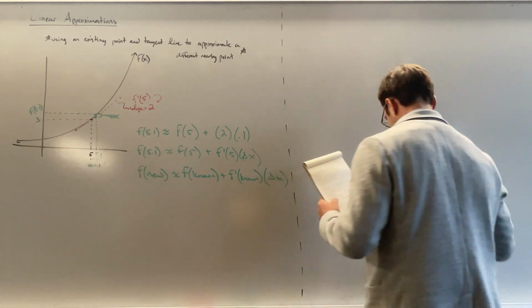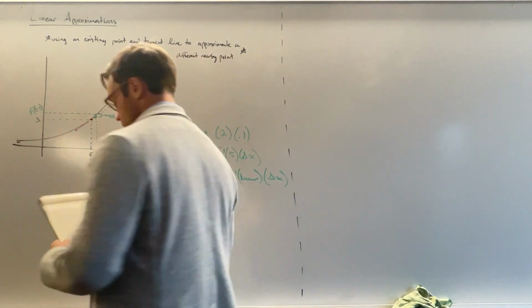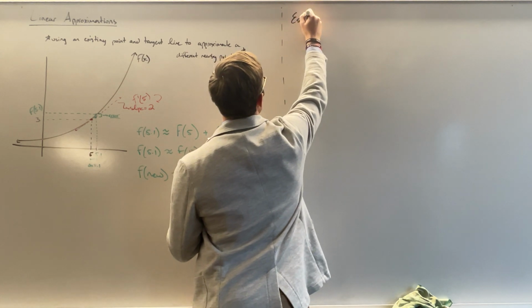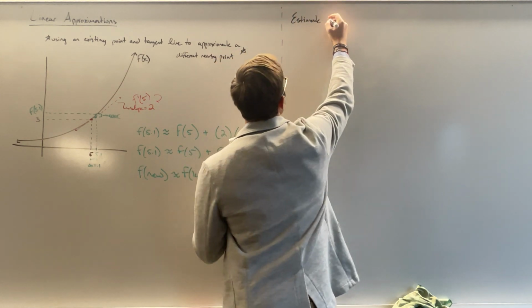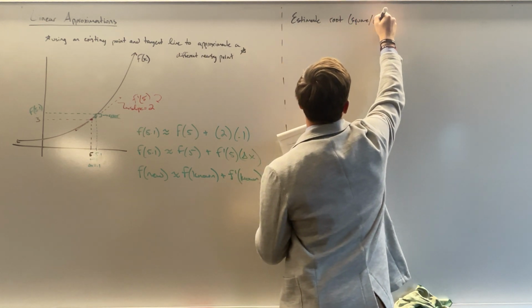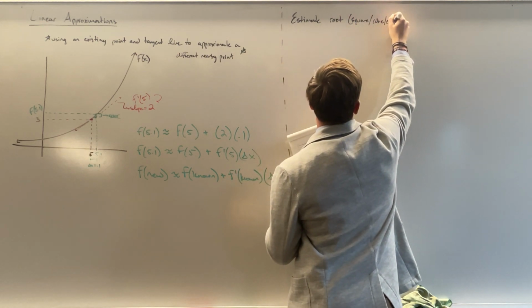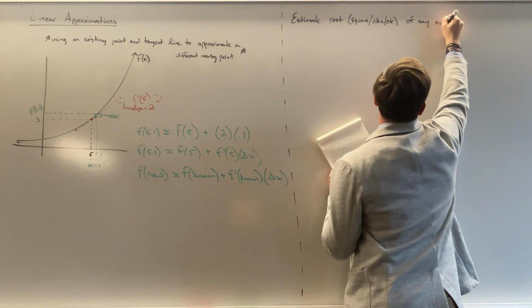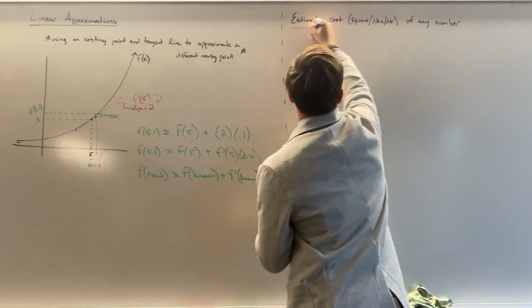So how is this useful? What can we actually do with this? Well, here's one of the things. One of the things we can do is estimate the root, whether that's square root, cube root, etc., of any number. That's one of the things that we can do with this.